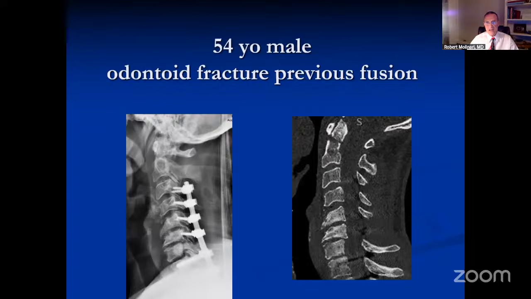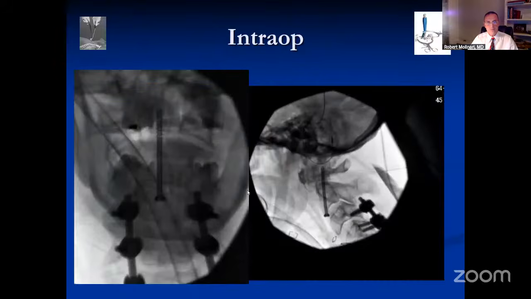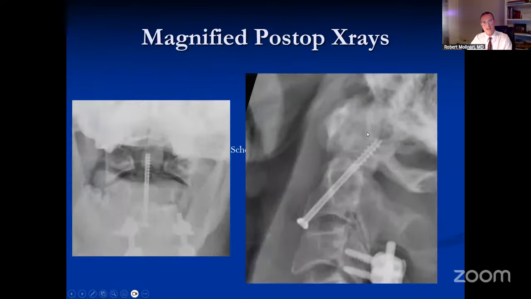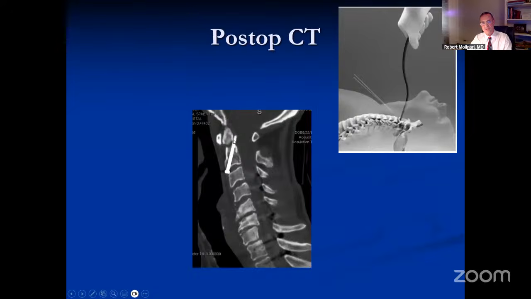Here's another patient that had an odontoid fracture. It's a 54-year-old male, had a previous fusion, was done out in the community with an odontoid screw. And if you look here, these are the surgeon's intraoperative x-rays. Here are the postoperative x-rays from the surgeon. And the surgeon looked at this. You could see the screw was posteriorly here. And here's a magnified view. You can see the screw is posterior to the odontoid.